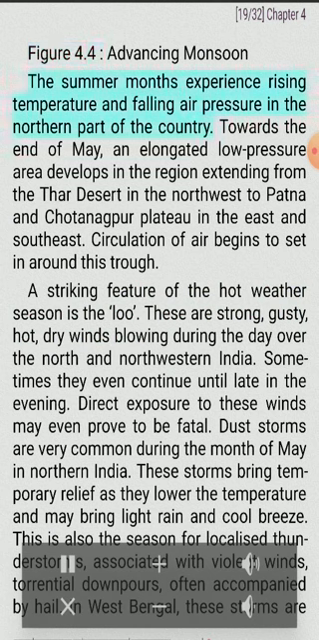Figure 4.4. Advancing monsoon. The summer months experience rising temperature and falling air pressure in the northern part of the country. Towards the end of May, an elongated low-pressure area develops in the region extending from the Thar Desert in the northwest to Patna and Chotanagpur Plateau in the east and southeast. Circulation of air begins to set in around this trough.